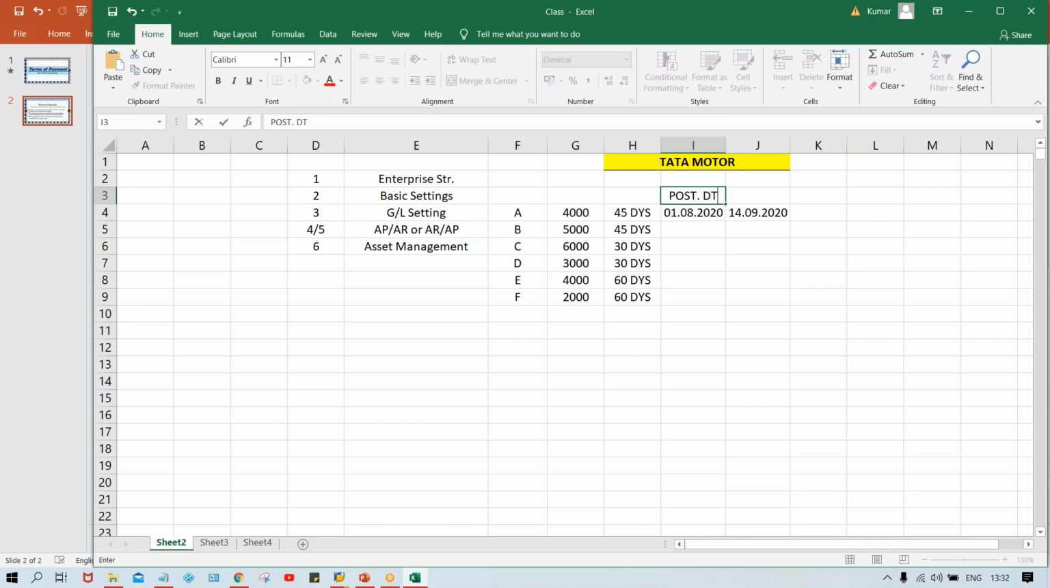This is called the posting date. If the invoice is posted on this date, it is going to be due on the 14th. So this is called the due date, right?